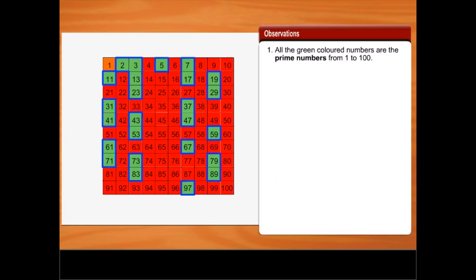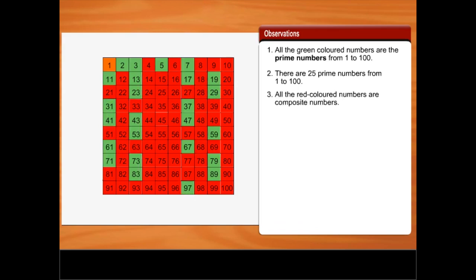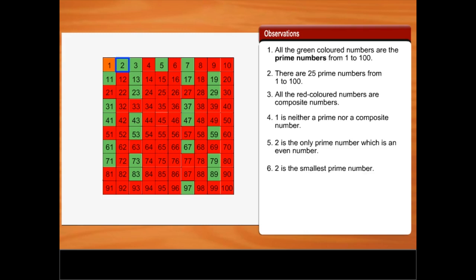Observations. All the green colored numbers are the prime numbers from 1 to 100. There are 25 prime numbers from 1 to 100. All the red colored numbers are composite numbers. 1 is neither a prime nor a composite number. 2 is the only prime number which is an even number. 2 is the smallest prime number.